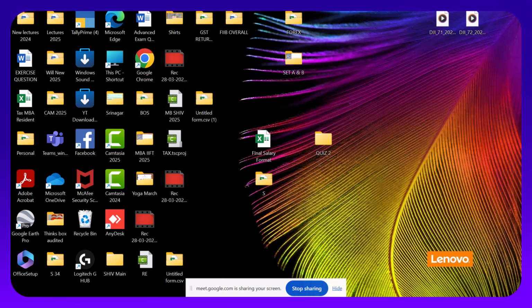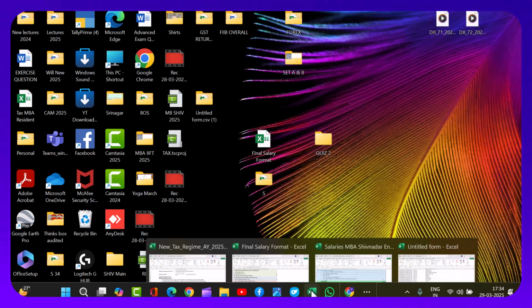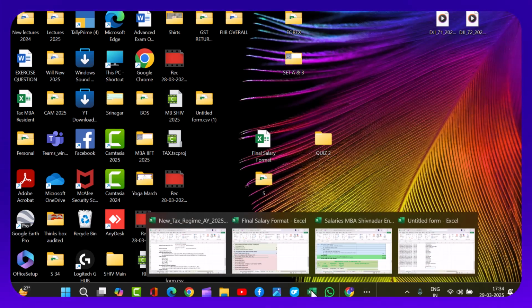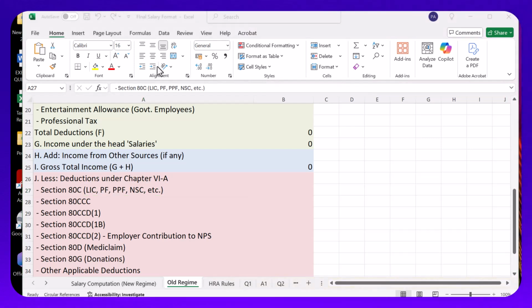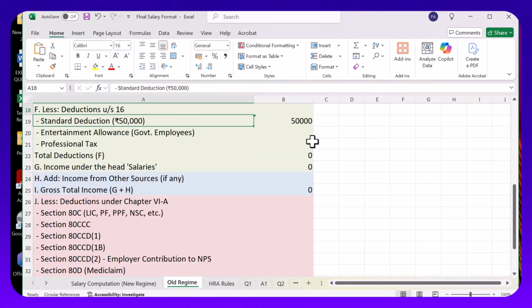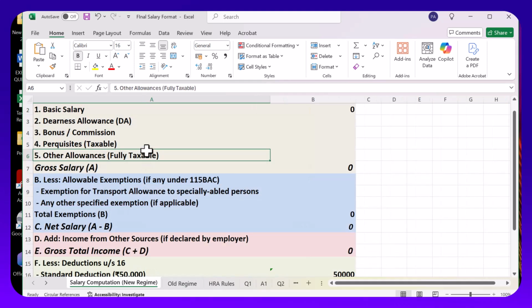So I'm opening up an Excel sheet. Let me know if you can see the Excel sheet, your regime final salary format. Just open this along with me. I shared this sheet in the morning. Can you see the sheet, Pranav?